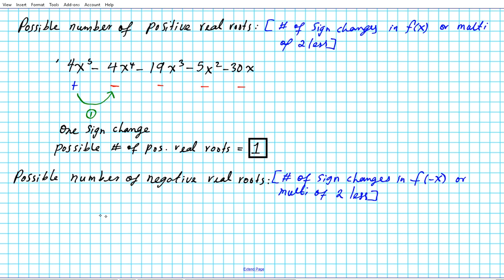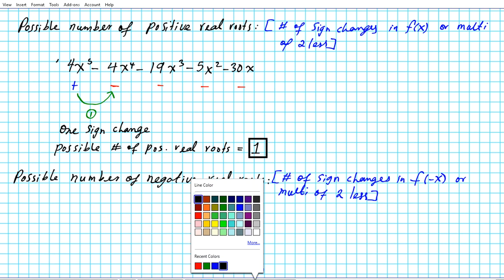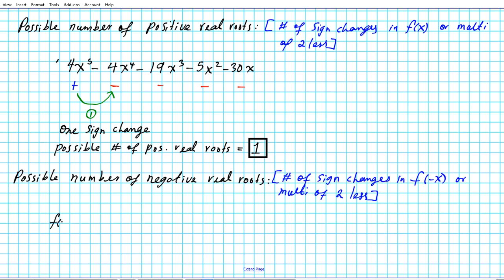All right, so let's start off by looking at the original polynomial equation. We're going to write it in function form, okay? So the original polynomial equation in function form is 4x to the 5th minus 4x to the 4th minus 19x to the 3rd minus 5x squared minus 30x. This is the related polynomial function. We want to find f of negative x. Okay? So what f of negative x is going to do is you're going to insert negative x for all the x's and simplify. What will happen is that all the terms with an odd power will switch signs, and all the terms with even powers will remain the same sign.